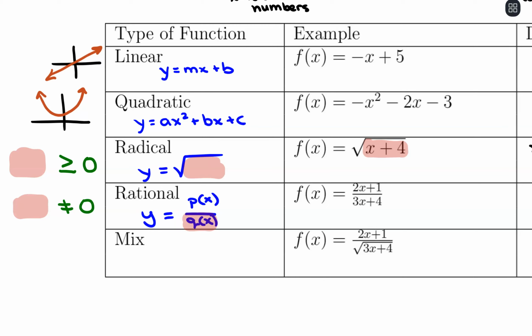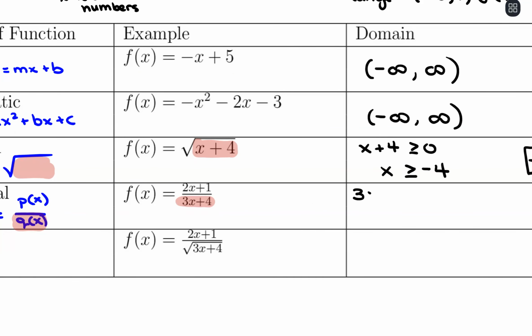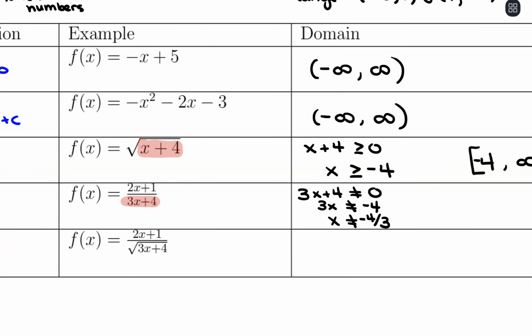So for this example, we have 2x plus 1 divided by 3x plus 4. I can basically just ignore that numerator, but this denominator, the 3x plus 4, I'm going to write that down: 3x plus 4 does not equal 0. So that denominator cannot equal 0, and I'm going to solve for x here. I'm going to subtract 4 from both sides, so 3x cannot equal -4. Divide both sides by 3, so x cannot equal -4/3. So there's our restriction there.